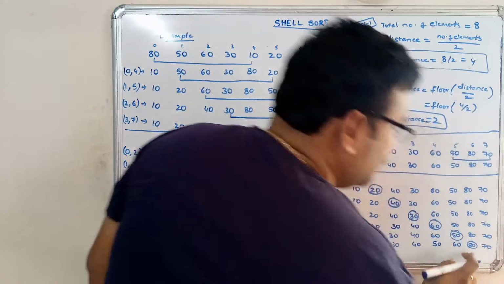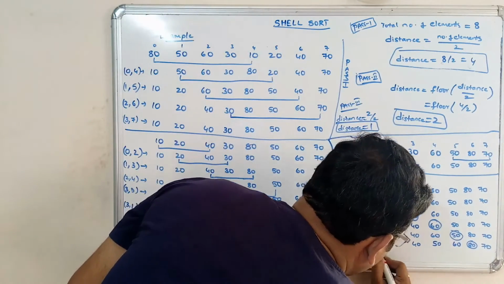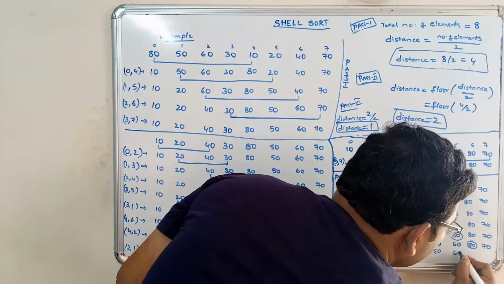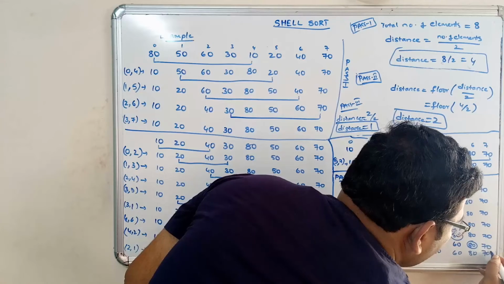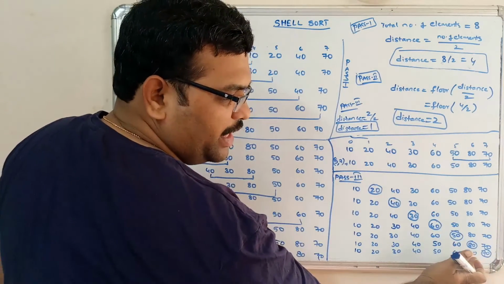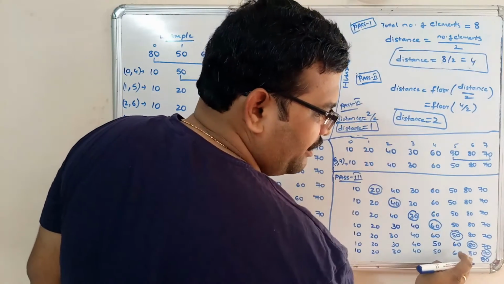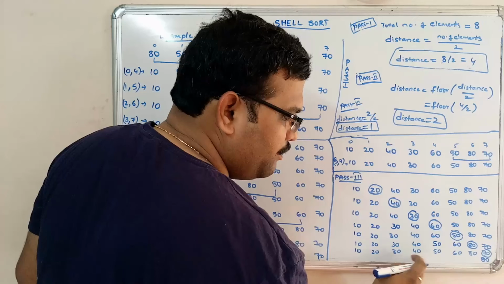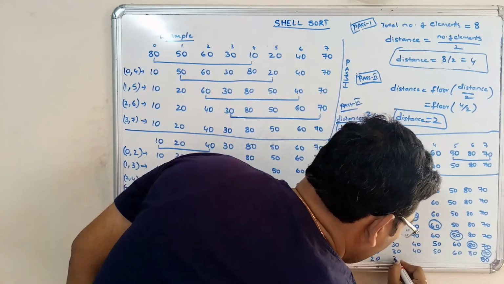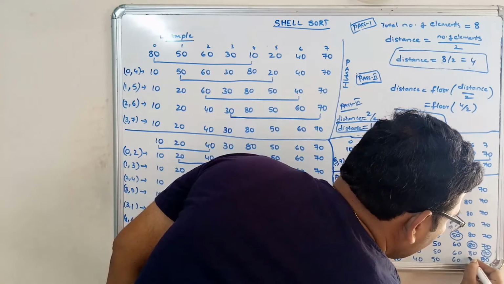Now 80. So 80 is greater than all the elements. So simply we can write 10, 20, 30, 40, 50, 60, 80 and 70. Now 70 should be compared. So 70 is smaller than 80. So 80 should be written here. And 70 is greater than 60, 50, 40, 30, 20, 10. So 10, 20, 30, 40, 50, 60 and 70.